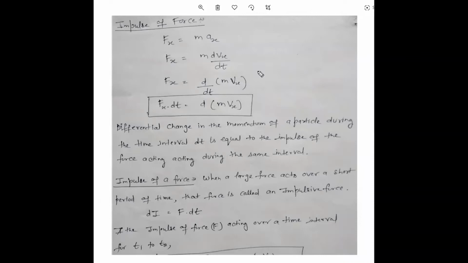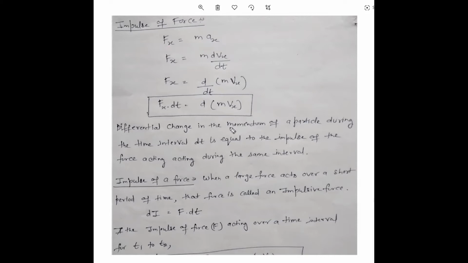The next topic is impulse of a force. From Newton's second law, you know that the sum of all the forces is equal to mass into acceleration. We can write the acceleration in terms of velocity like this: rate of change of velocity with respect to time, in derivative form. Let the mass of the body be constant during the motion. So m is a constant term, so we can take it inside the derivative as a constant.